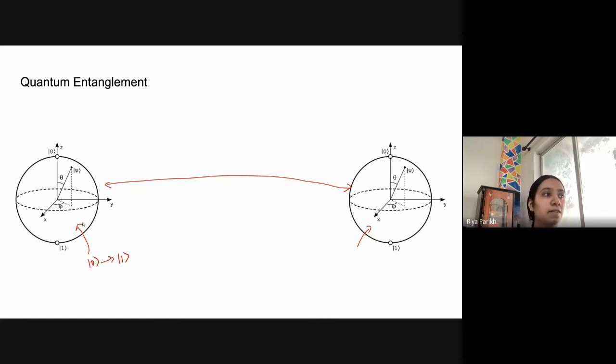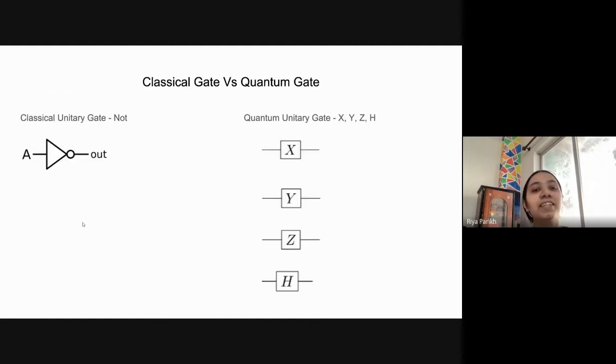And this quantum entanglement was so weird that even Einstein discarded this theory as spooky action at a distance. So we know this phenomenon happens, but we actually don't know why it happens. We have observed it, but we don't have a mathematical reason for it. But it is happening in nature, so we can use it in our computation as well. Okay.